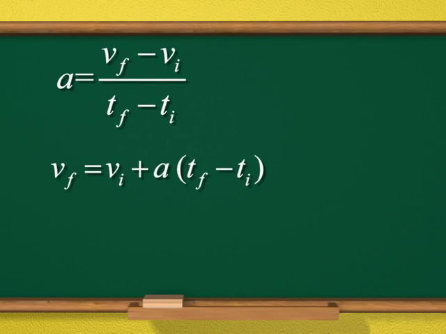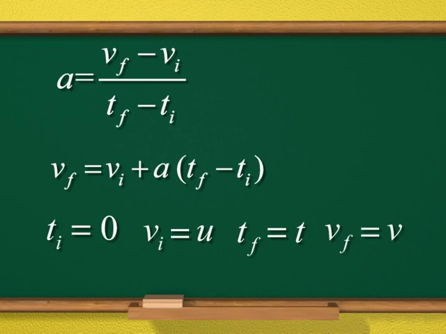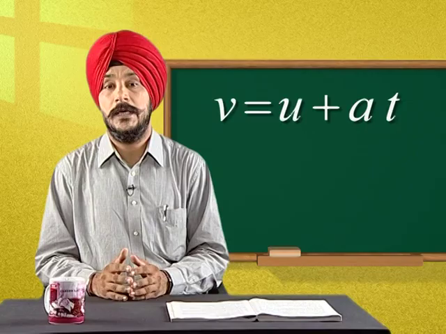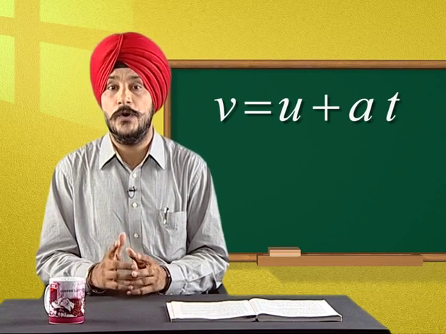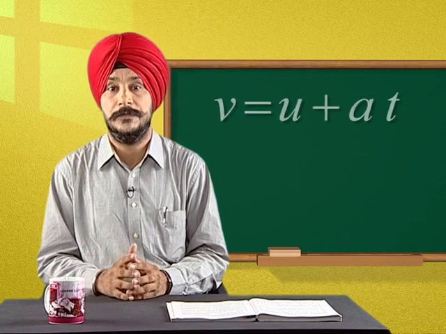For convenience, let the initial time Ti be equal to 0 and initial velocity Vi equal to u, final time Tf be equal to t and final velocity Vf equal to v, then this equation of motion can be written as v equal to u plus at. This is the expression for velocity as a function of time known as velocity-time relation.